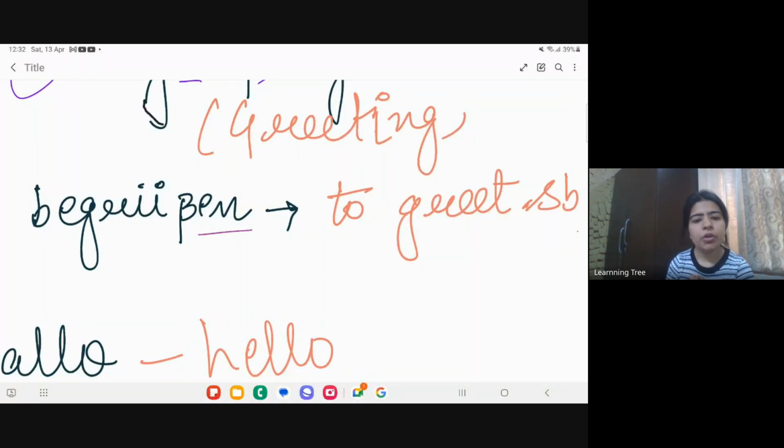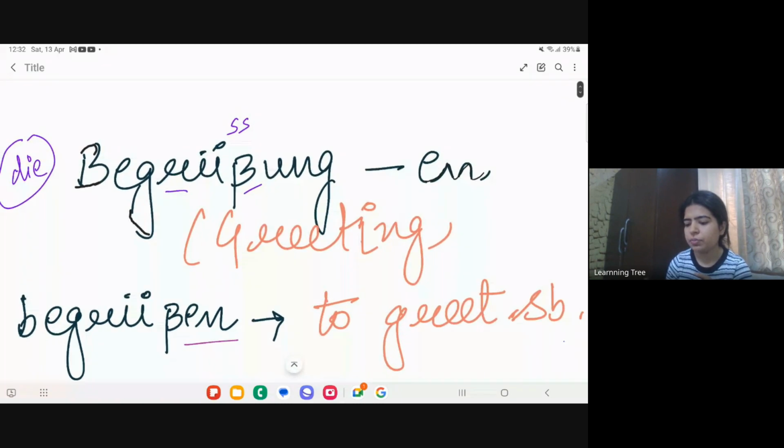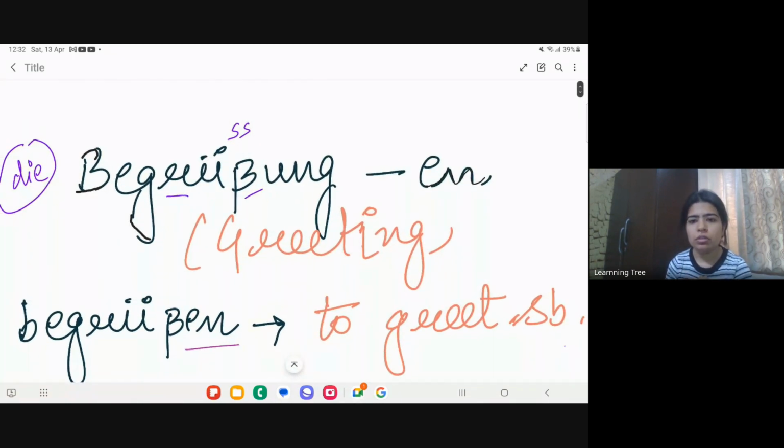Now, one very important point here is that nouns in German are always written with a capital letter. Begrüßung. Ü umlaut is U with two dots. So Begrüßung, and plural is die Begrüßungen. We'll add just en with the plural. So if we want to say greeting, then Begrüßung. If we want to say greetings, then Begrüßungen.